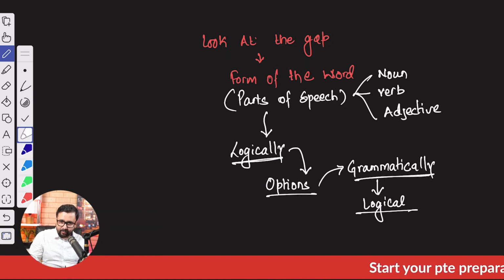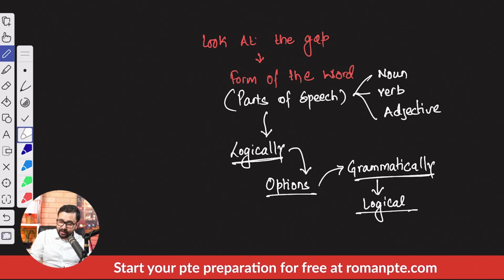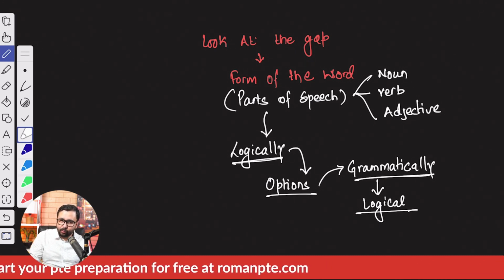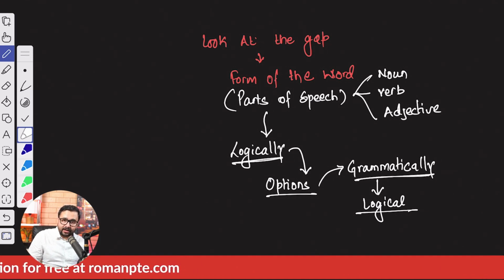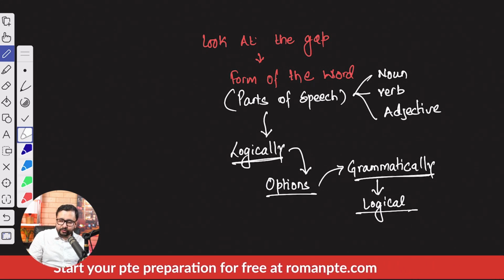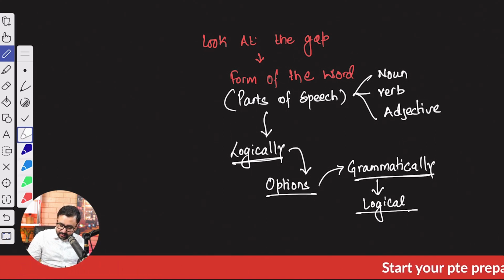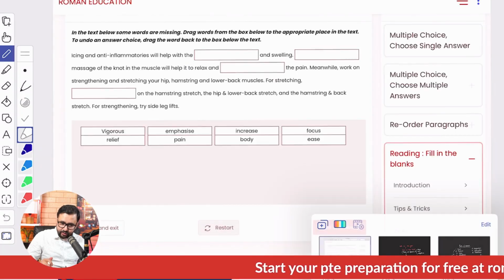First, look at the gap, decide what could be the grammatical form of the word. Second, think logically to find out what would be the characteristic of that missing word. Then after that, go to the options, and only focus on the words which are in the correct grammatical form, and out of those words pick one which is the most logical for the given gap. So it's very simple, as you can see, but it requires a little bit of practice in the beginning. So let's go to the question now.